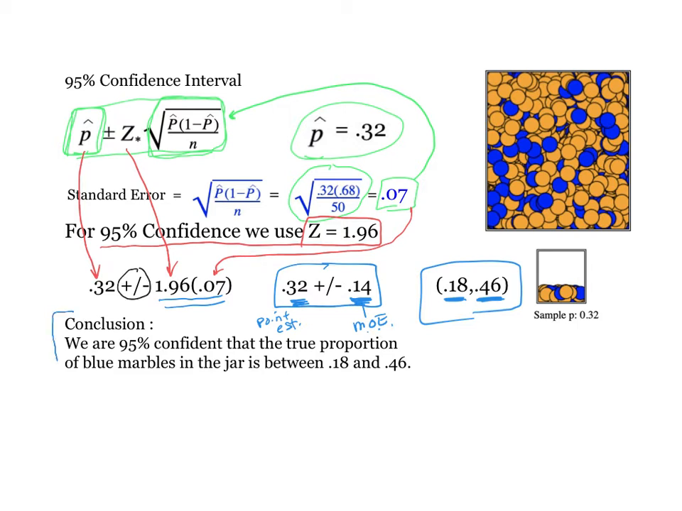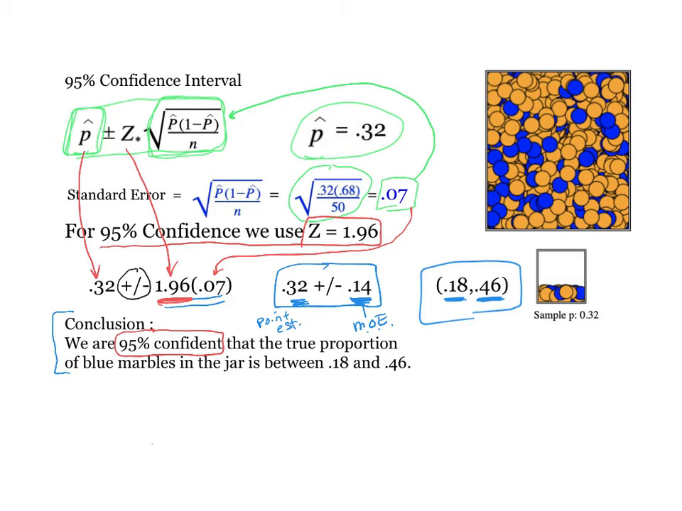Now, this is our conclusion. We'll talk about how to construct this later, but this is what it would sound like. We say we are 95% confident that the true proportion of blue marbles in the jar is between 18 and 46%. A couple things in here that you have to have. You have to say the level of confidence, and that's exactly the way you word it: we're 95% confident. If you want to be 99% confident, we would have used a different number for the z-score. Or if we wanted to be 90% confident, we would have used a different number for the z-score. So it's important to report what level of confidence we used.